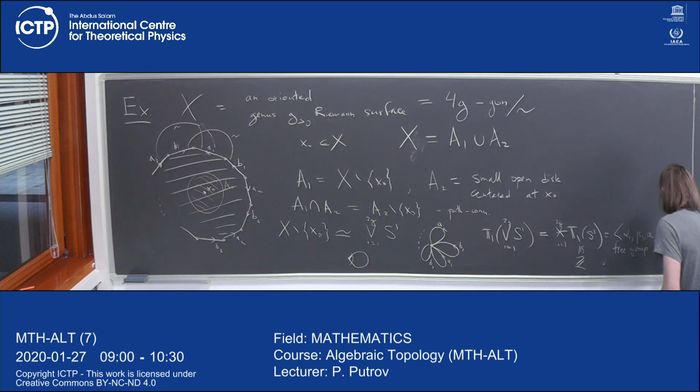Free group generated by alpha_i, beta_i, where i goes from 1 to g, my genus. So these elements of the fundamental group can be the classes of loops winding once around a_i, b_i, respectively.